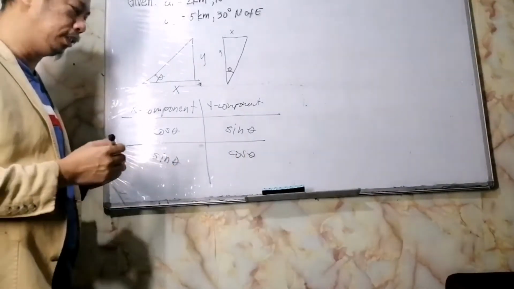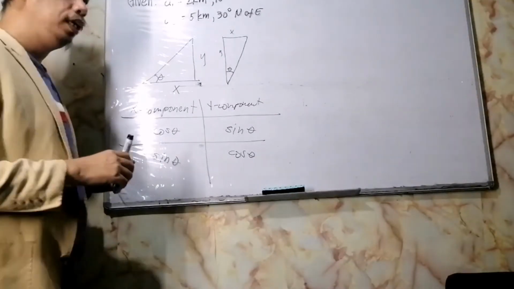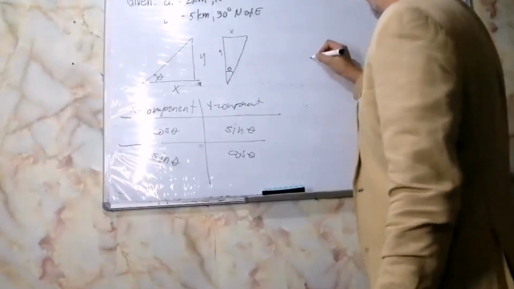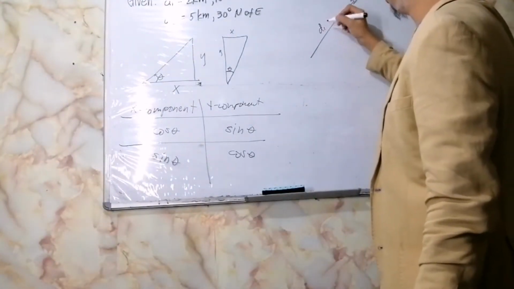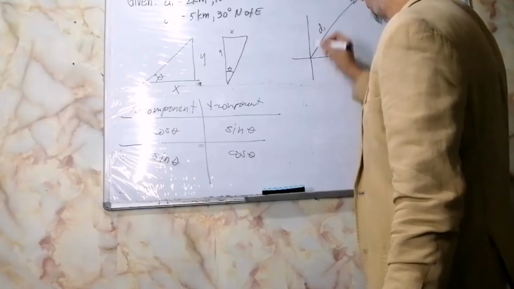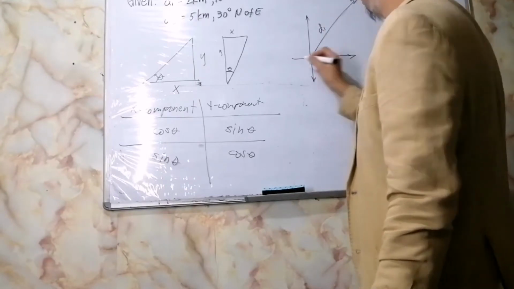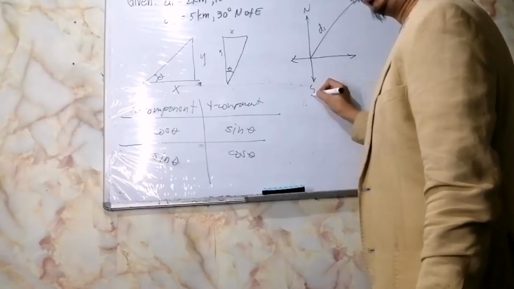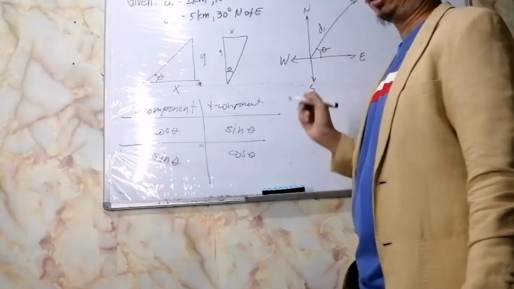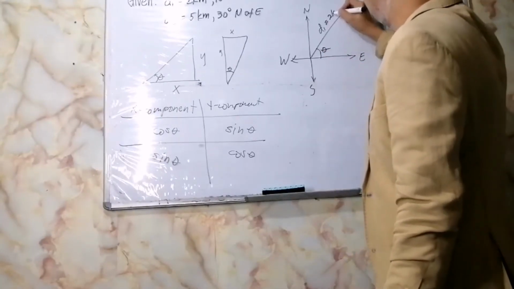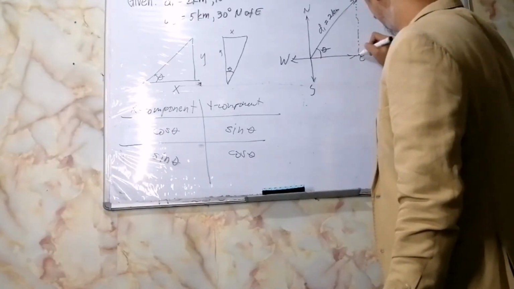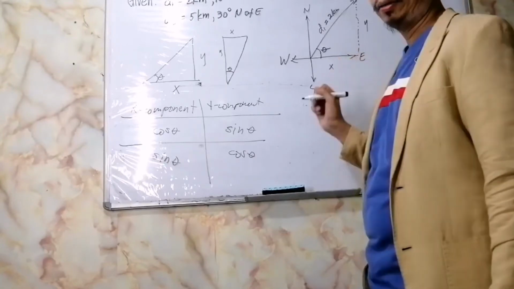And then, guys, we'll be having the d1x. Suppose we have a first vector, vector 1, and let's name this d1. If d1 is drawn on a Cartesian plane, of course, we have the directions first: north, south, west, east. And it is located here, and the theta is located here. Suppose this is 2 kilometers. Then we'll have the Y component and the X component here.